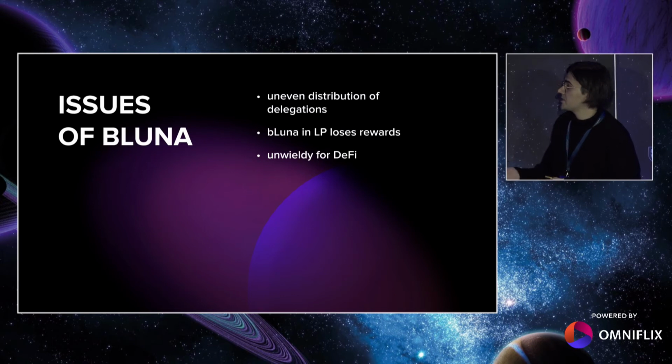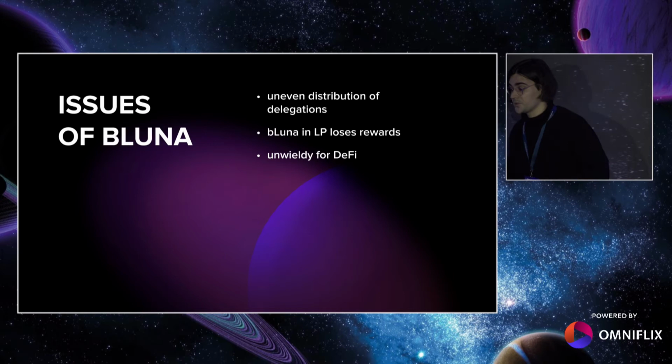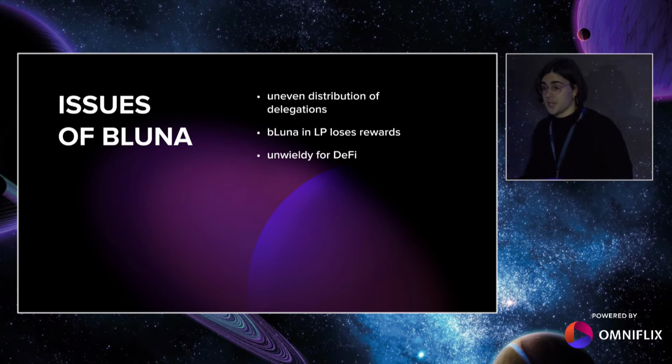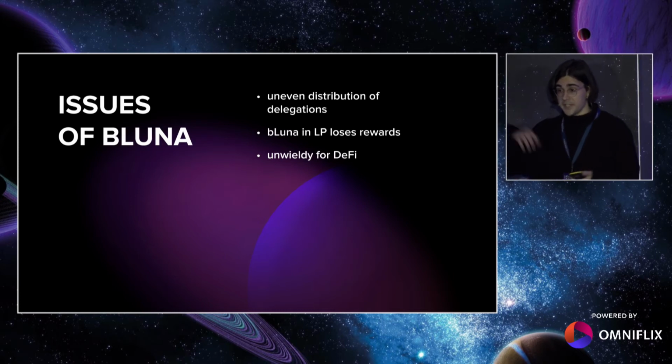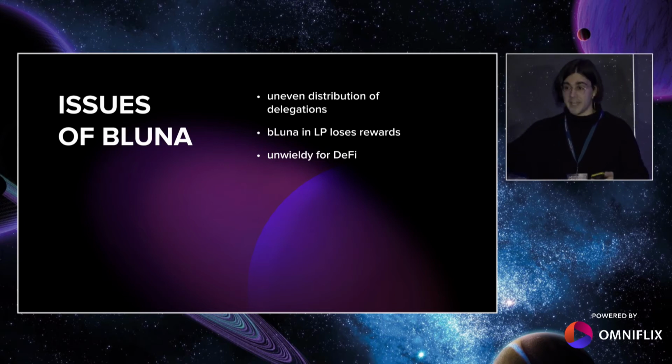The next thing is that BLUNA in liquidity pools kind of loses rewards because the rewards are not being restaked. If you send your tokens to a liquidity pool, then it's the liquidity pool address that starts gaining those rewards.